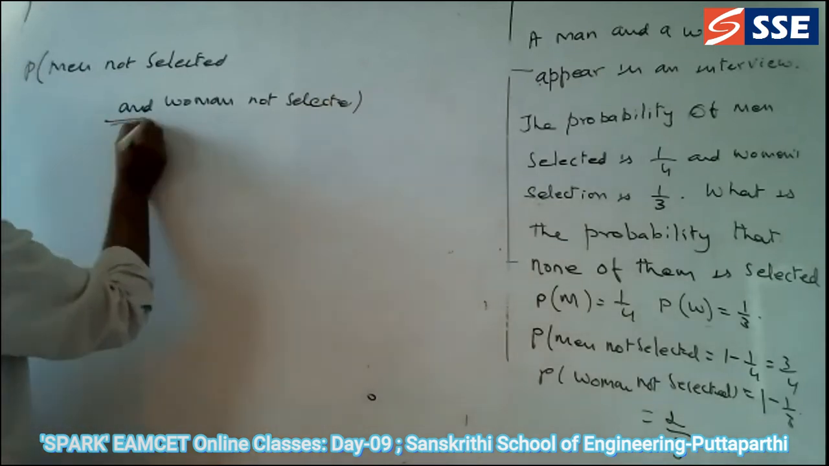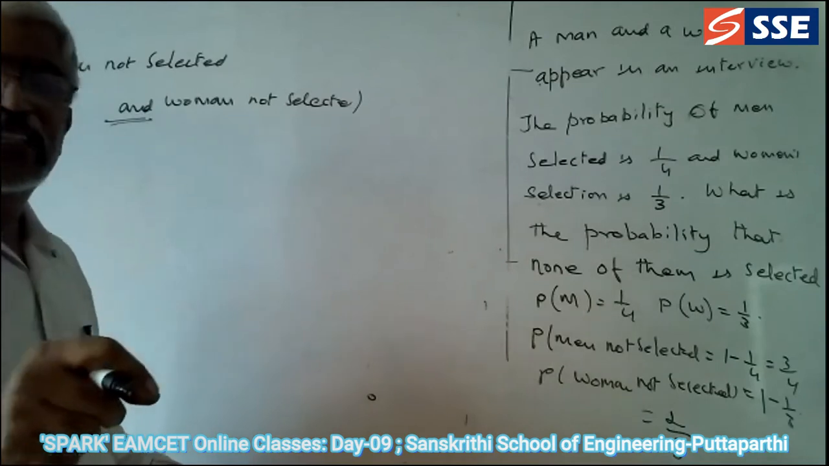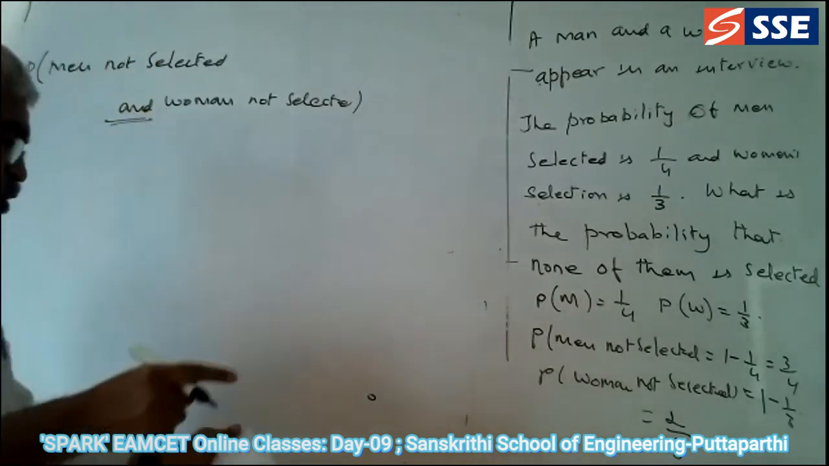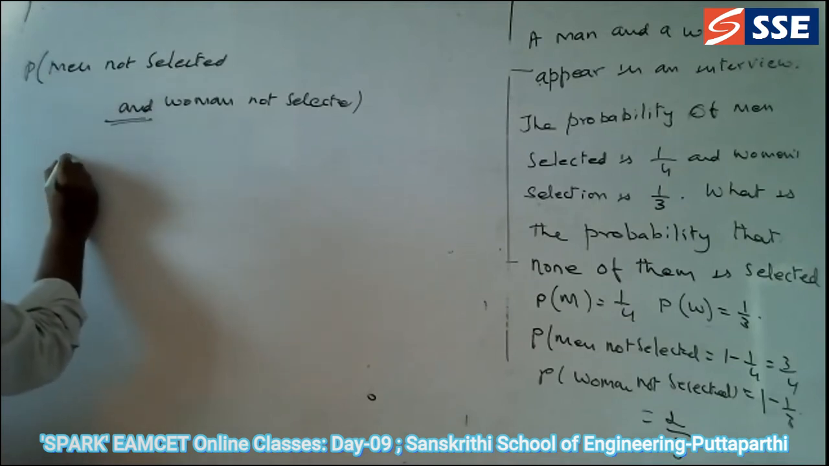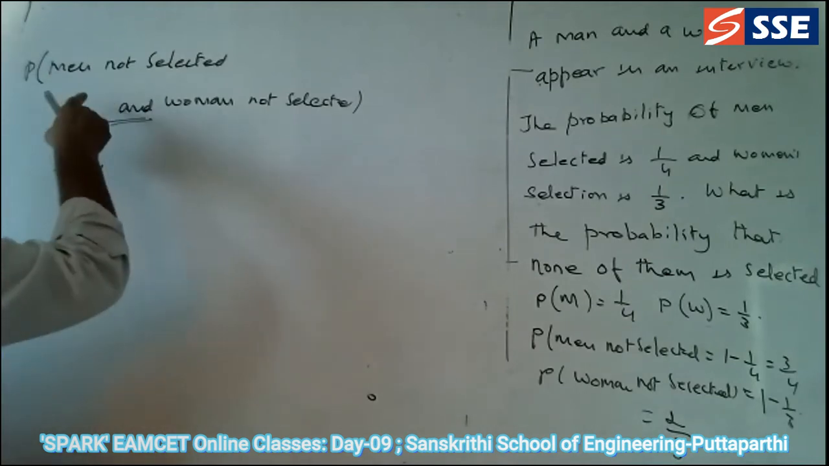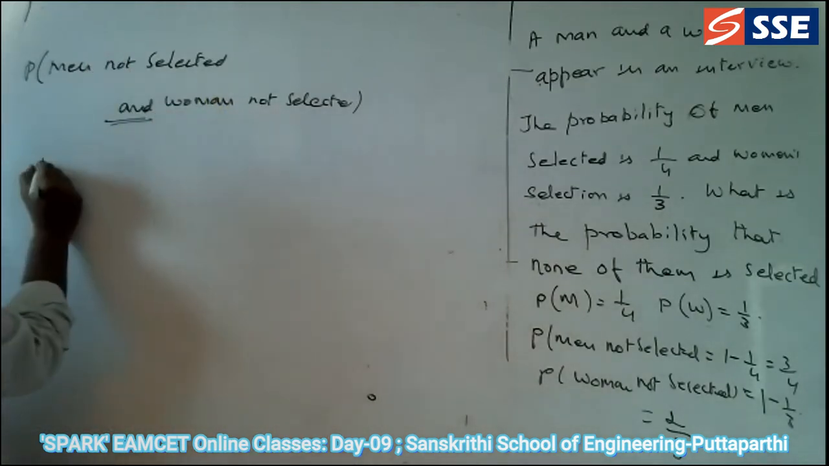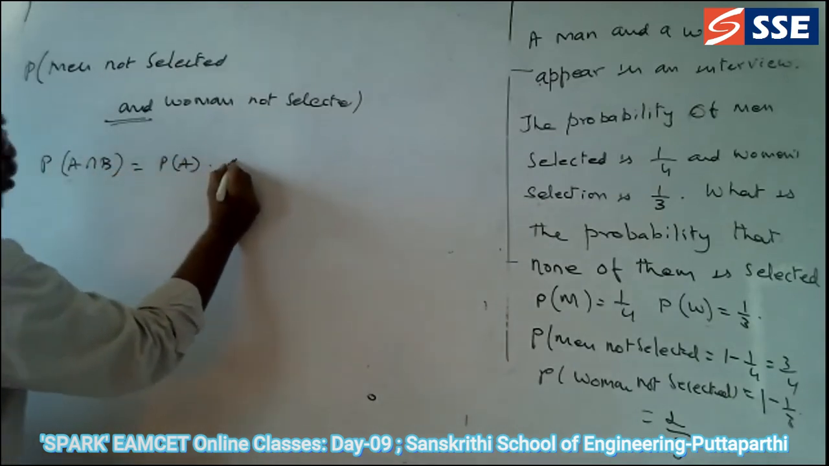So what is this "and"? And is nothing but what? Intersection, I told you. And is intersection. So probability of this, not selected, we got it already. So it is nothing but 3 by 4 into, because we know that since these are independent, probability of A intersection B is equal to probability of A into probability of B.